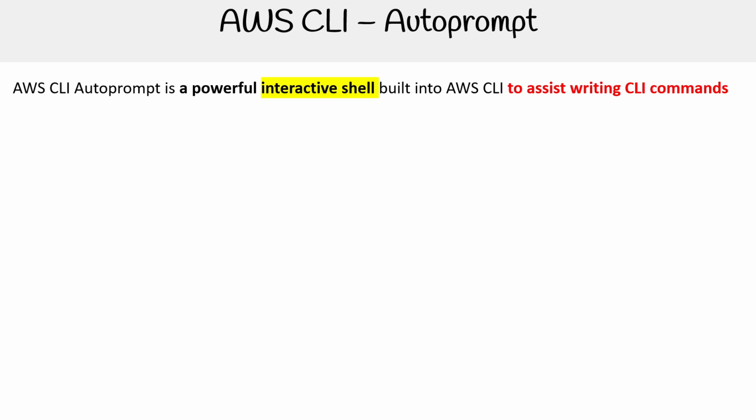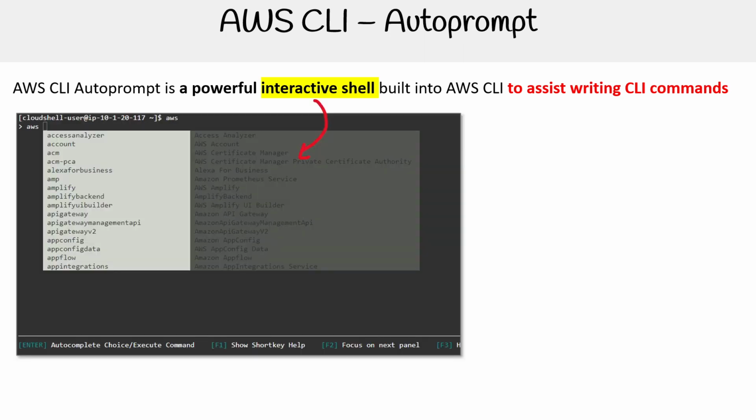AWS CLI Autoprompt is a powerful interactive shell built into the AWS CLI to assist in writing CLI commands. This tool is so awesome. It's going to make your life so much easier, and you don't have to be a super expert at writing CLI commands because it's going to show you a lot of the information in place.